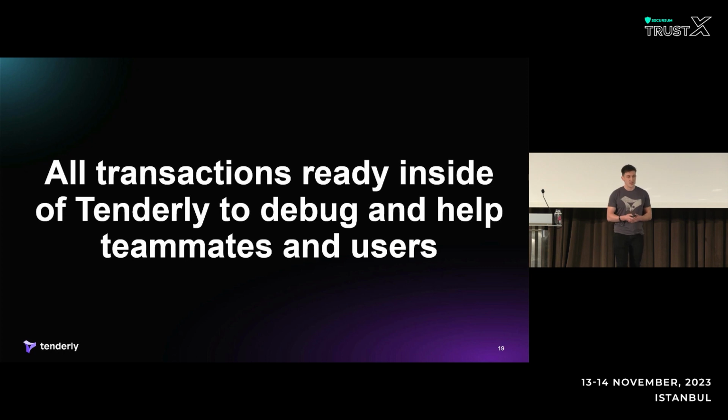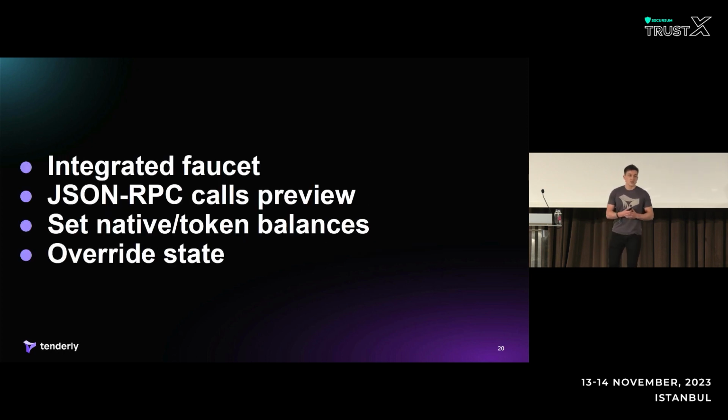And what are some of the other things that testnets allow you to do? No more begging for ETH on Twitter or Discord. There's an integrated faucet. There's also a list of JSON RPC calls. It's a very cool thing to have when you're debugging things. So for example, if your transaction failed due to estimate gas reverts, you can just click on it and simulate that transaction and see the reason why it failed. And of course, there's a way to override the balances and a way to override the states.